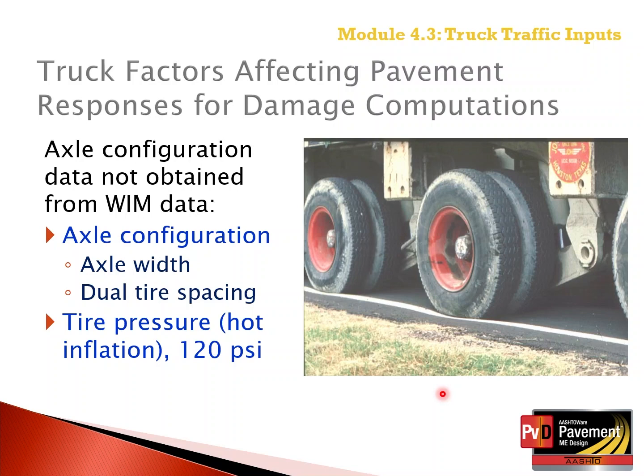The default value for the axle width for rigid pavement design is 8.5 feet. The default value for the dual tire spacing, in other words, the spacing between the duals of an axle, is 12 inches. And then the default for the hot tire inflation pressure is 120 psi. And again, the tire pressure, the dual tire spacing, and the axle width are assumed to be constant for all truck types.